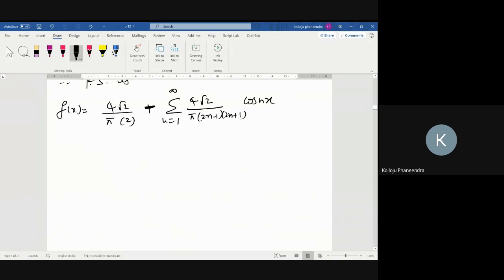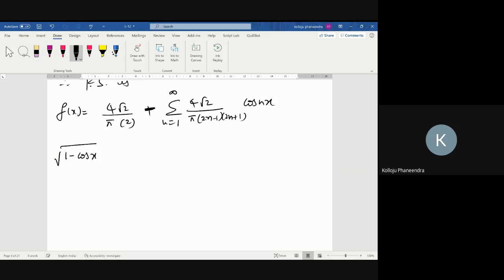Let me expand this. What is this? f of x is nothing but root of 1 minus cosine x. This becomes 4 by 2 root pi minus, let me write the constant outside, 4 by 4 into root 2 by pi outside. Okay, and if I expand this by substituting n equal to 1 and so on.